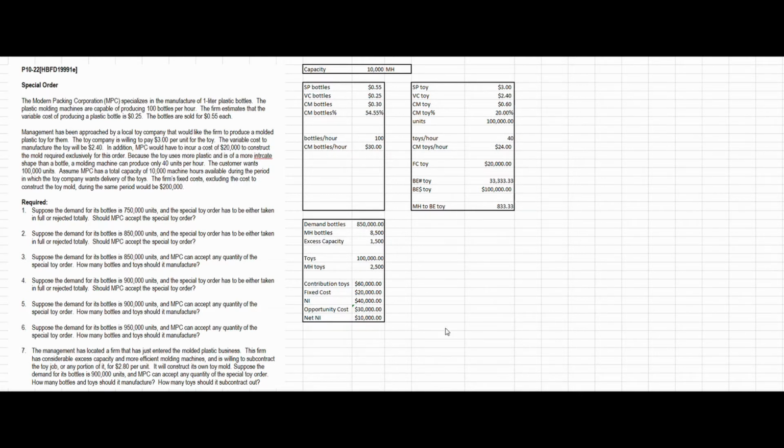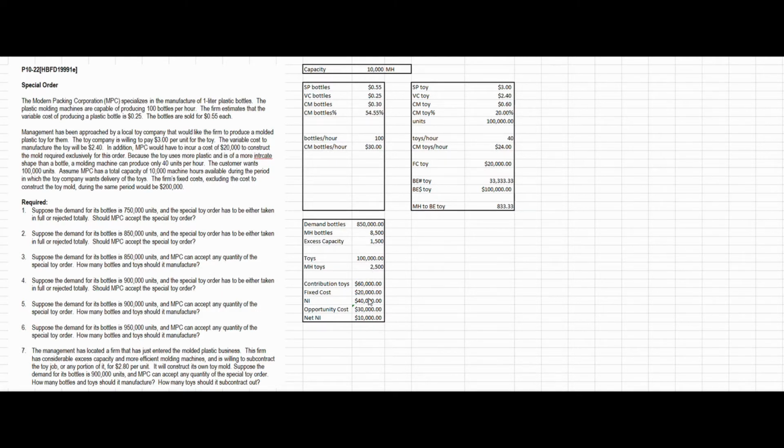Okay, what happens when demand goes up to $850,000? Well, if demand goes up to $850,000, more machine hours will be consumed, less machine hours will be left over, so now we only have excess capacity of 1,500 machine hours. We still have to make 100,000 toys. That's going to require 2,500 hours.